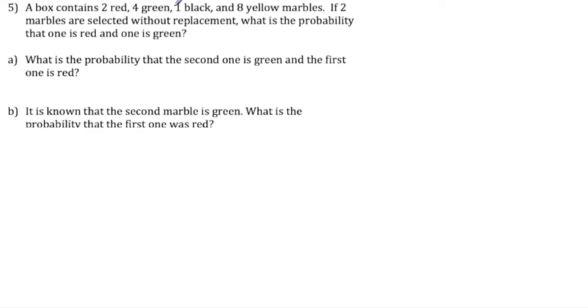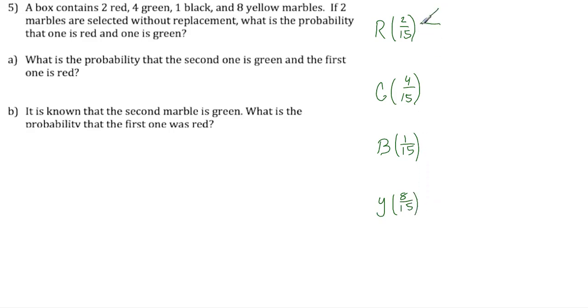All right, number 5 here, same deal. Another table. So I'm actually going to make that probability table this time around. I'm going to give myself a lot more space. So we got red, green, black, and yellow. There are 15 total. So the probability I get red is 2 out of 15. Probability I get green is 4 out of 15. Probability I get black is 1 out of 15. And probability I get yellow is 8 over 15. For all of these, I could have red, green, black, yellow. I keep saying blue, I'm so used to blue. It's a black marble.